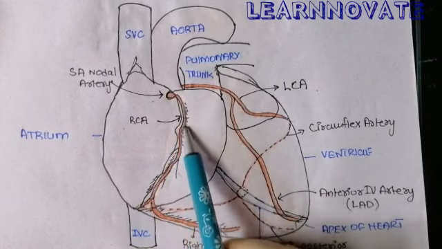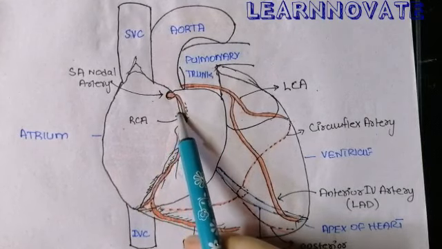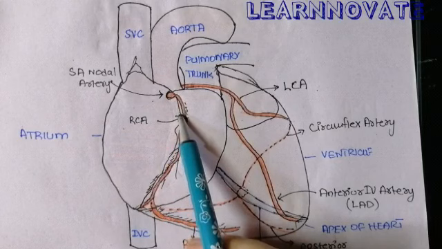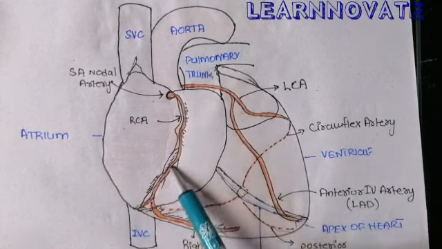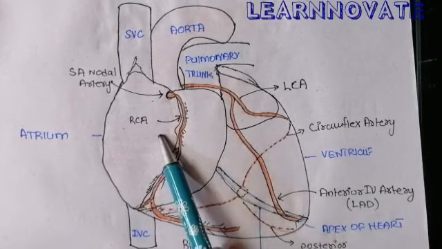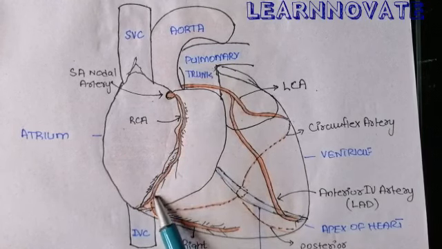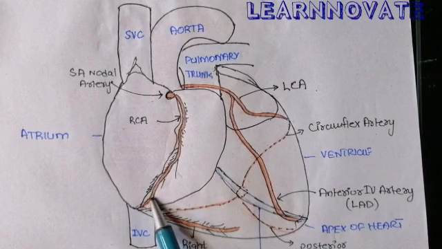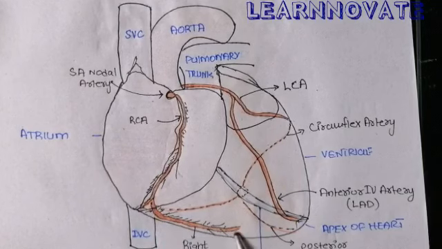Then this right coronary artery continues around the area of the right atrium. It follows the coronary AV sulcus, that is the sulcus between the atria and the ventricle. Here you can see this is the atria and this is the ventricular wall. So the right coronary artery passes between the atria and ventricle, and then, after passing the lower border of the heart, it gives another branch called the right marginal artery.